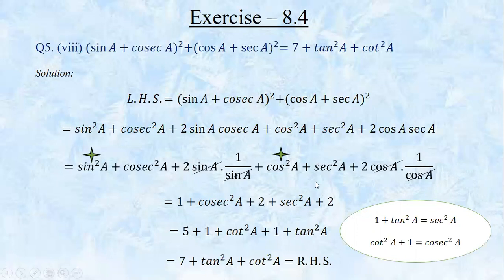So, 2 plus sec square A plus again 2. 2 plus 2 plus 2, 2 plus 2 plus 1, 5. Plus cosec square A can be written as cot square A plus 1 and sec square A can be written as 1 plus tan square A. So we substitute the formula for them and then we are left with 7 plus tan square A plus cot square A equal to RHS. So thus we have proved the 8th question.